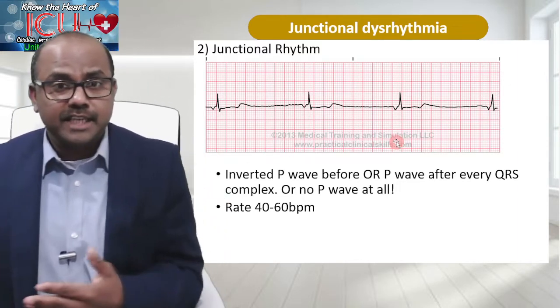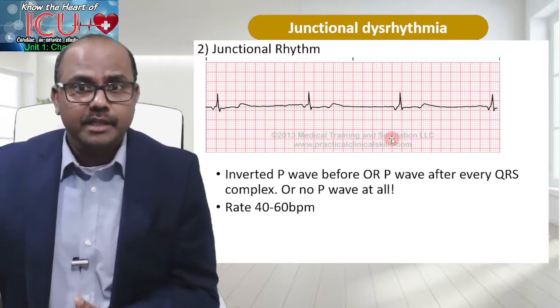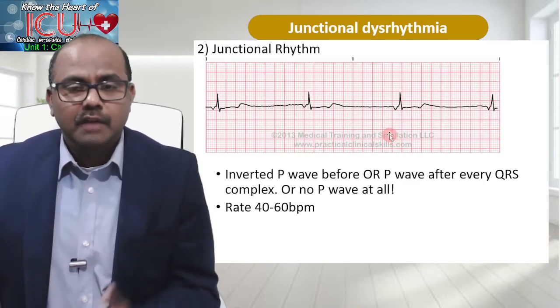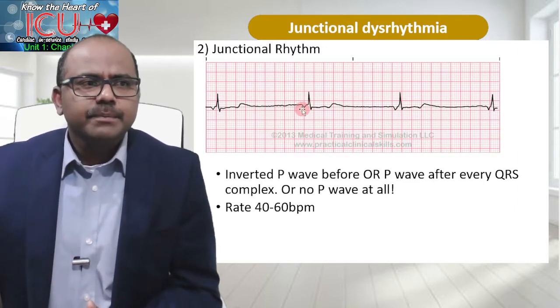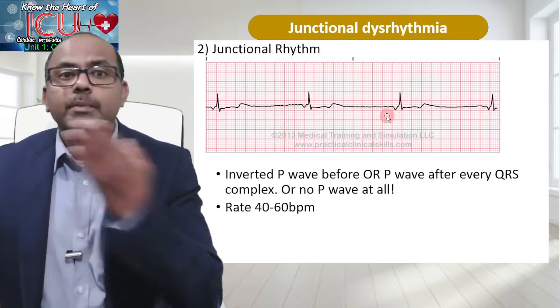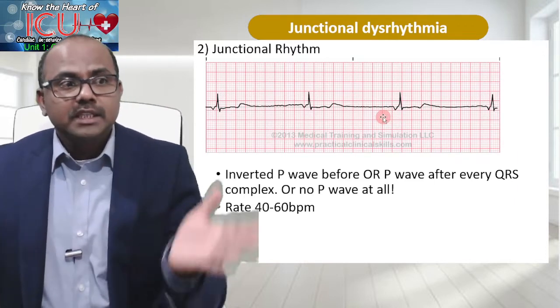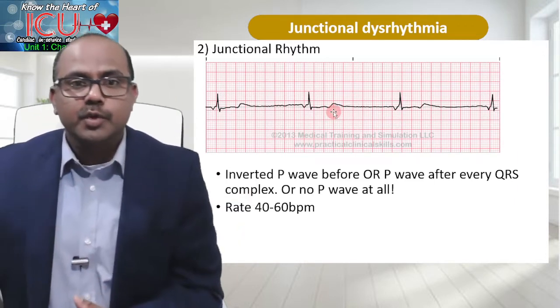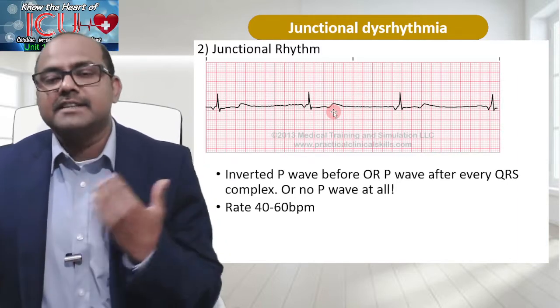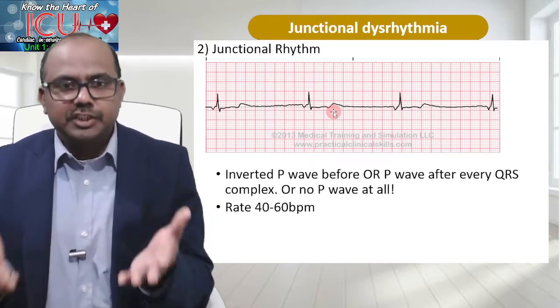How will you know whether it's a sinus brady or a junctional brady or a junctional rhythm? How will you know that? See, look at the P wave. The P waves are inverted before the QRS complex, or there may not be any P wave, just a narrow QRS complex and T wave, or the P wave may be after the narrow QRS complex. That means it's junctional. So it's a junctional rhythm.